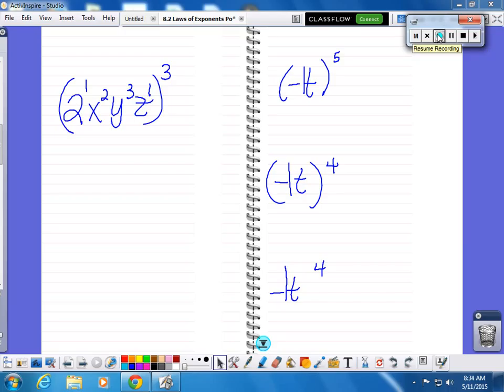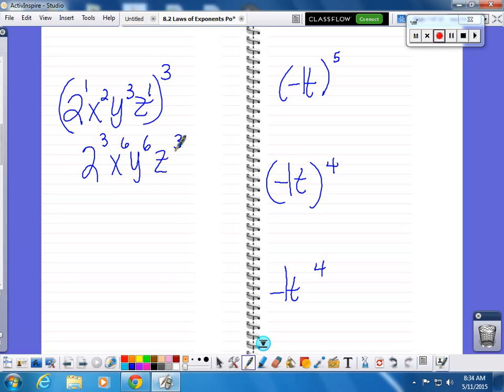All right, so now remember those ones are not going to be there. Just don't forget them. But keep the base the same. Multiply the exponents. Keep the base the same. Multiply the exponents. Keep the base the same. Multiply the exponents. Now, when we have a number, we can simplify that.